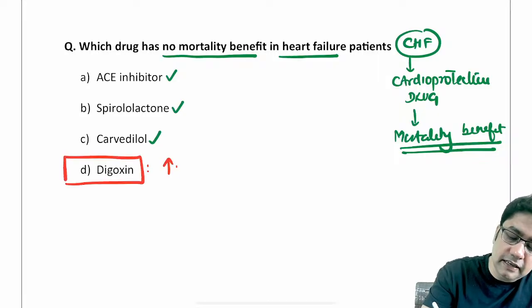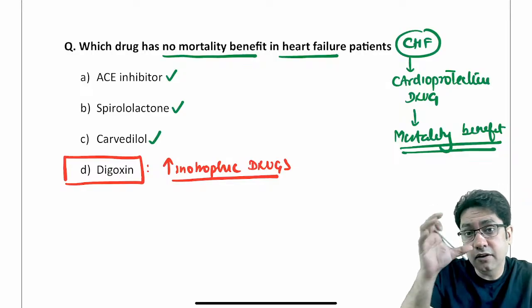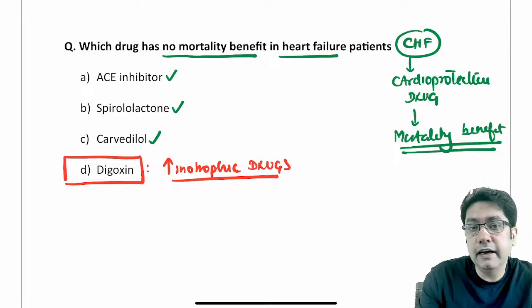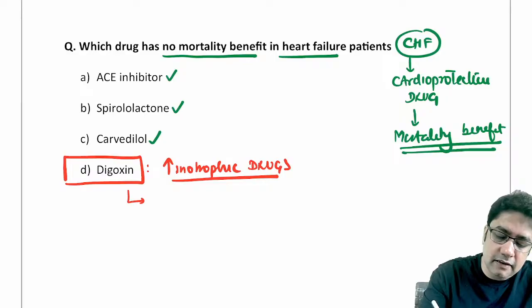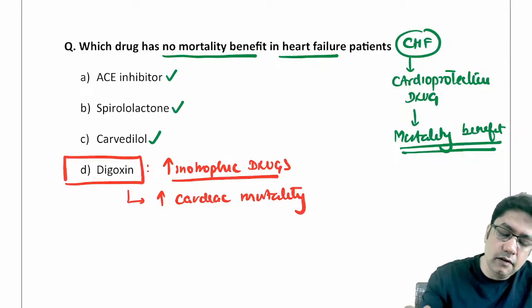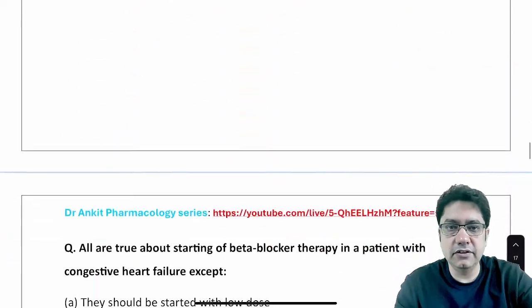Remember, digoxin is an inotropic drug. Inotropic drug means it tells a dying heart to work more. It is stimulating the heart to work more. Do you think it is good for a dying heart to work more? The answer is no. Remember, digoxin rather increases cardiac mortality. It can suddenly increase the risk of cardiac death. So remember the answer, digoxin has no mortality benefits.